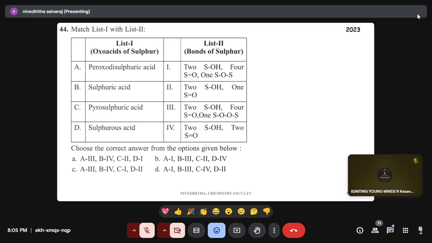So, of course, you know the structure of sulfuric acid. Of course, you know the structure of sulfurous acid also, but you have to know the structure of peroxodisulfuric acid and pyrosulfuric acid. So this is from P block element. Could you please guess the answer? If you couldn't, you just let me know. We'll try together.